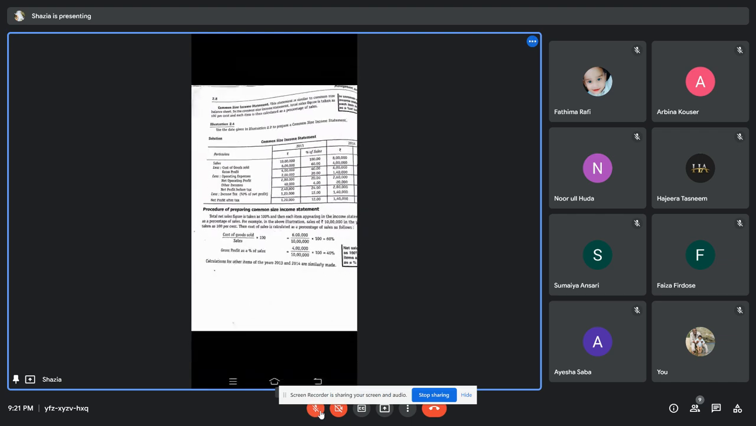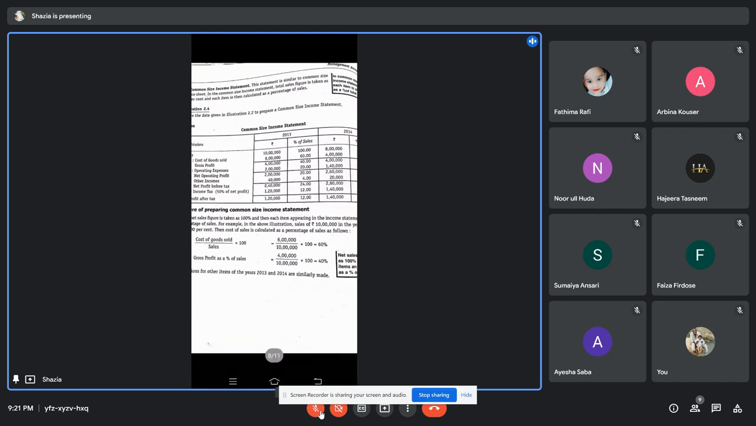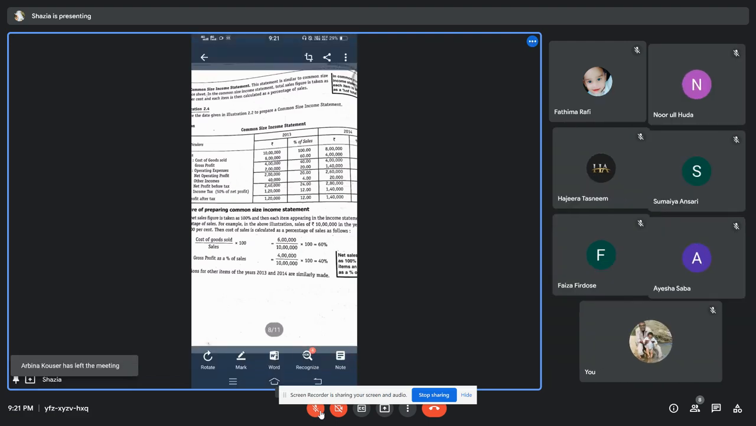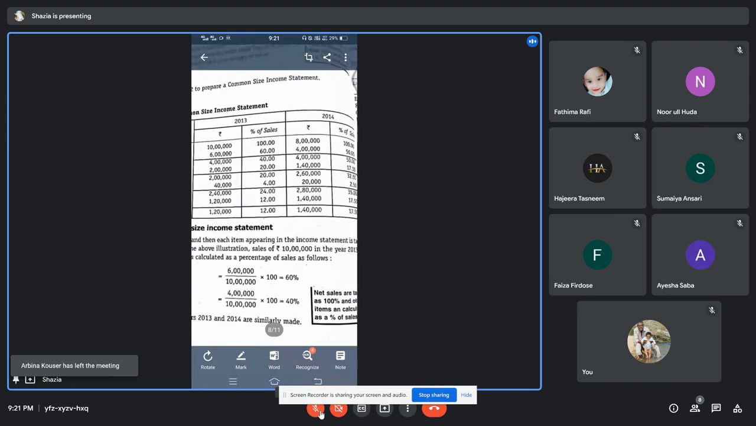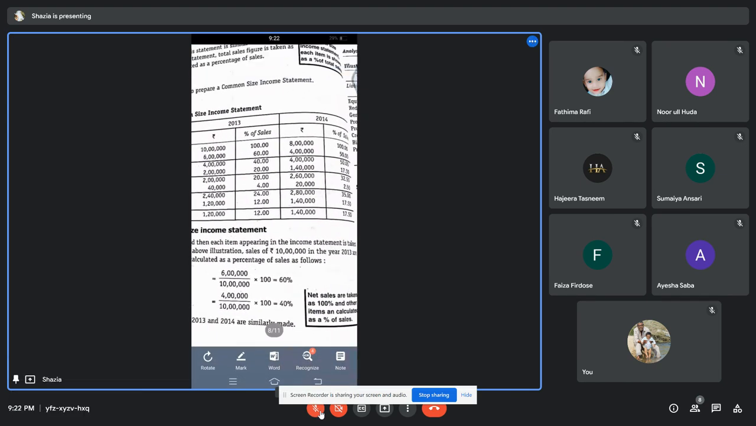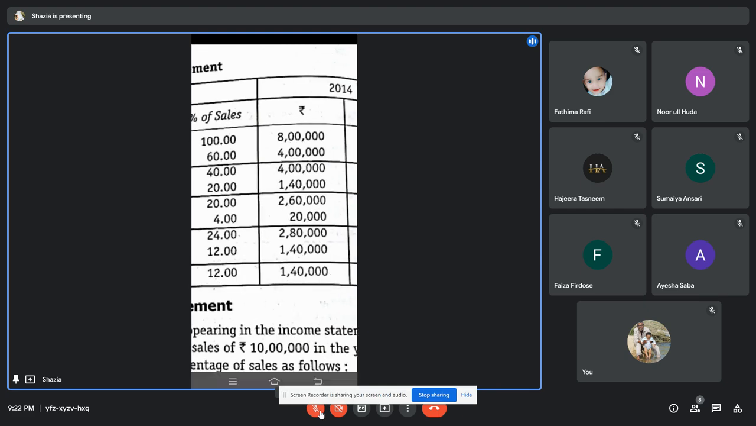You see, they have done here. How to calculate the gross profit as a percentage of sales? 4 lakh divided by 10 lakh into 100 is 40%. Same way you have to do for 2014 also. 2014's gross profit, again you got 4 lakh. How did you get 4 lakh? Your sales was 8 lakh. You deducted cost of goods sold 4 lakh. Minus that, you got 4 lakh.